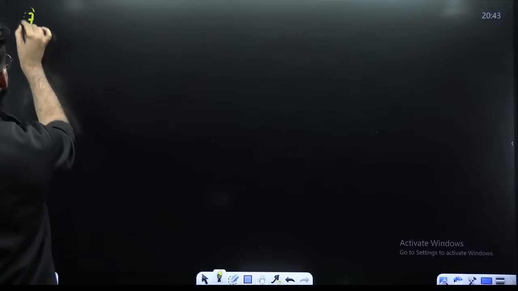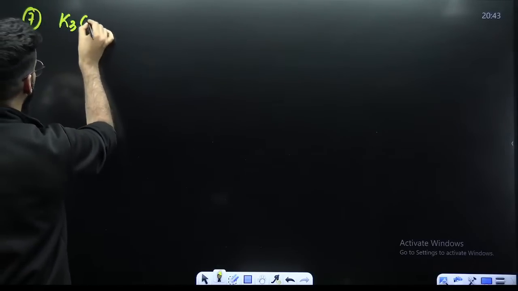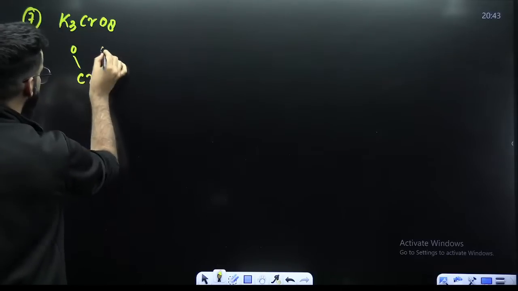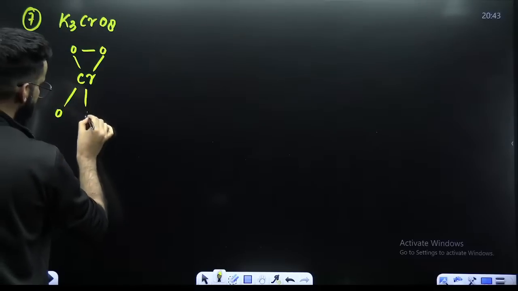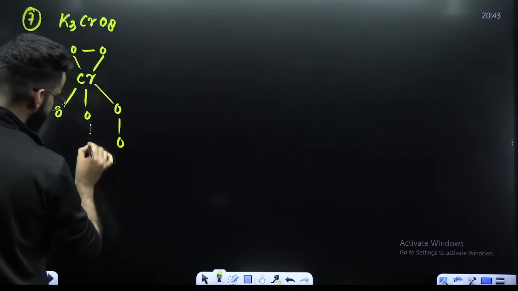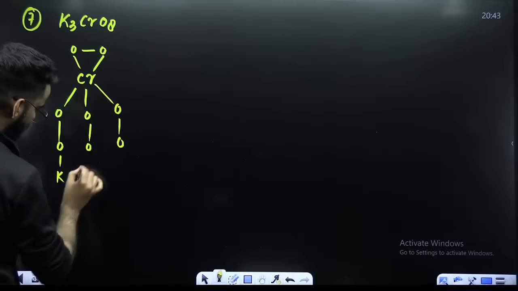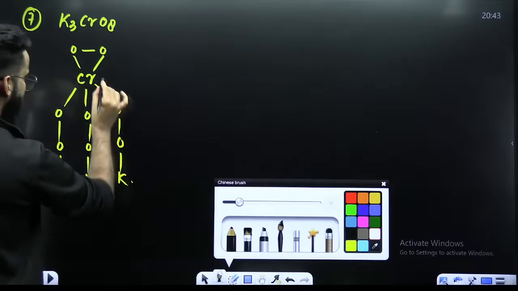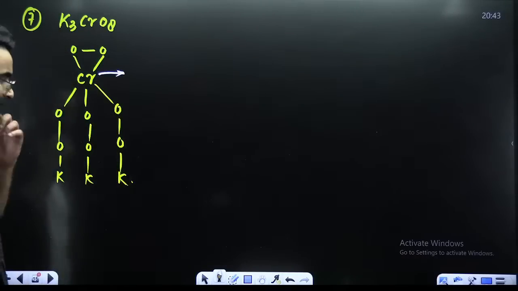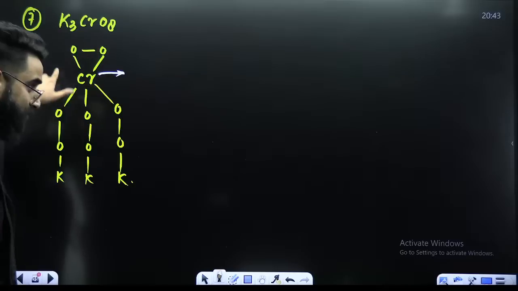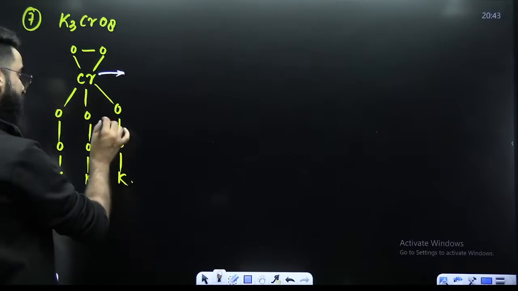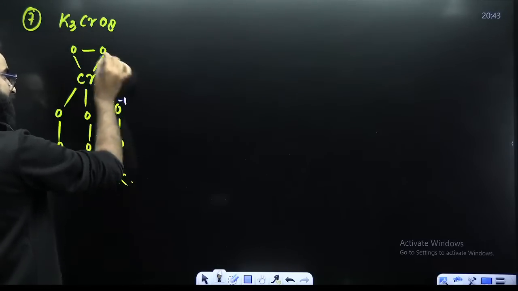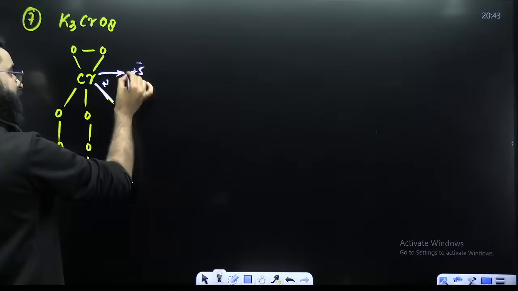Look at the seventh one. Seventh one is your K3CrO8. How it looks like? This is chromium. 2 oxygen atoms, single bond, oxygen, oxygen, oxygen. And you got potassium atoms as well. Now, if I ask you directly, what do you think is the oxidation state of chromium here? See, chromium is forming 5 bonds with 5 oxygen atoms, right? 5 single bonds. So, if you look at this particular bond, oxygen will show -1, this will show +1. Similarly, -1, +1, -1, +1. So, in total, it's going to be +5 at the end.